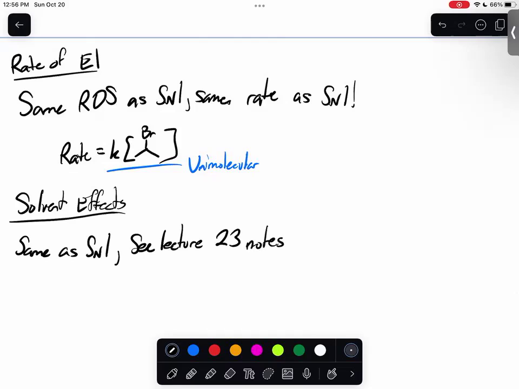So E1 and SN1 are essentially the exact same in terms of what they can do, but one of them just creates an alkene, the other one actually does a substitution. Okay? So, with that being said, there is one thing that we didn't talk about in SN1 because we had to cover E1 first. All right, and that is rearrangements.